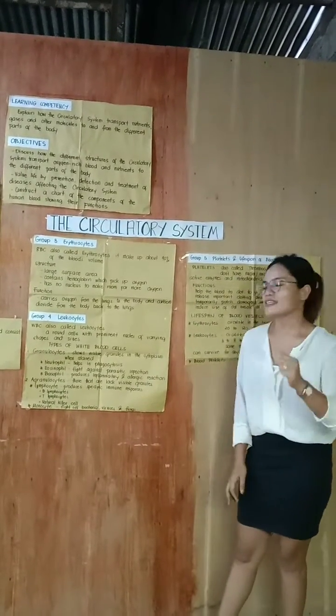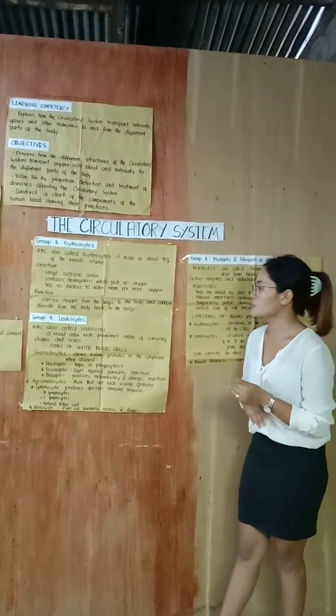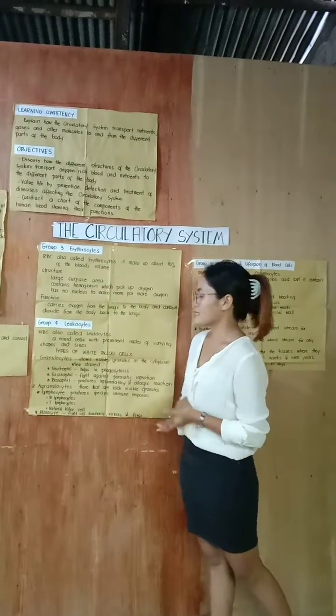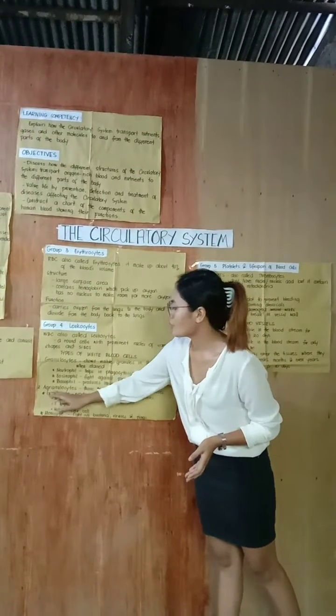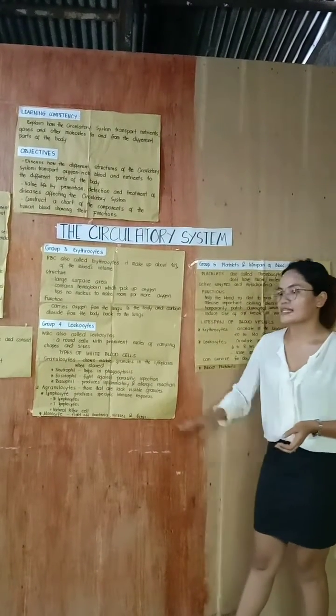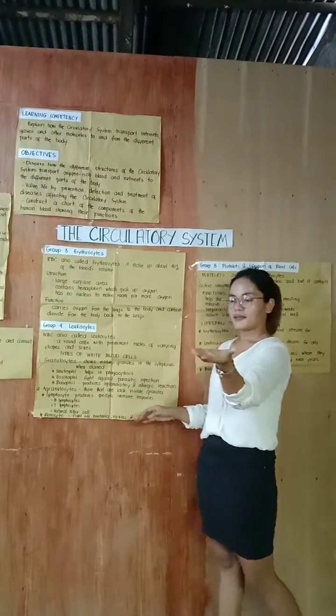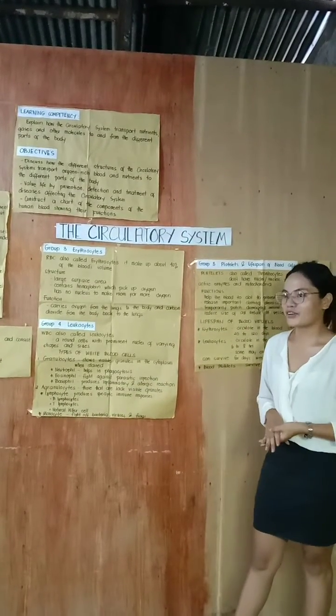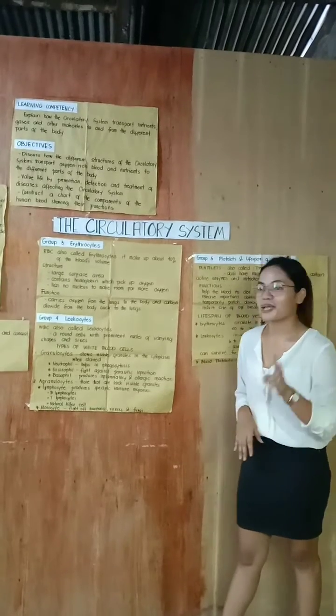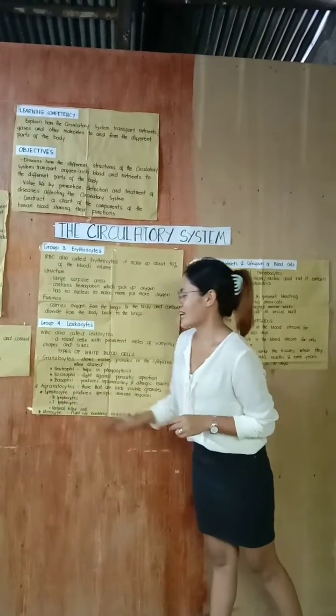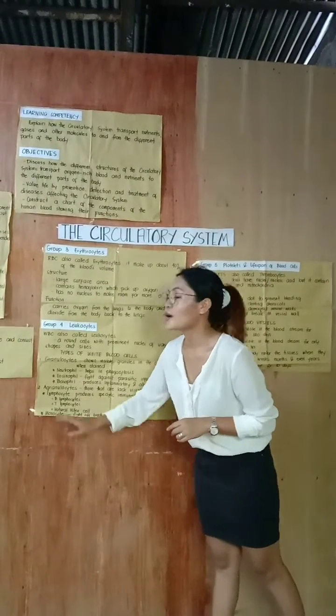Jinjin. Yes, very good. So now let's proceed to the other types of white blood cells. It is about the agranulocytes. What is agranulocytes? Yes, Jerome. Yes, very good. So there are two types of agranulocytes, the lymphocytes and the monocytes.